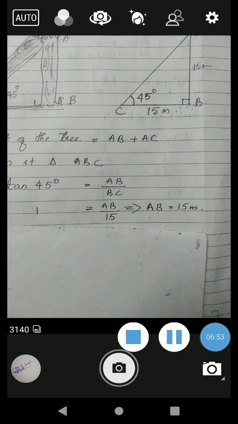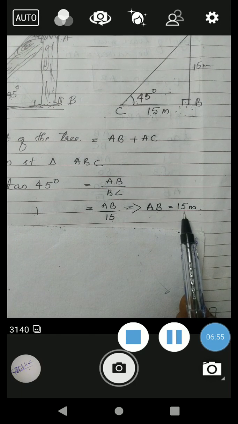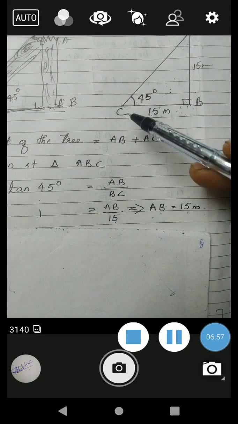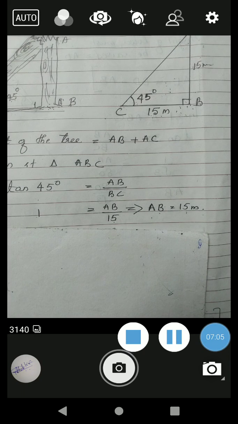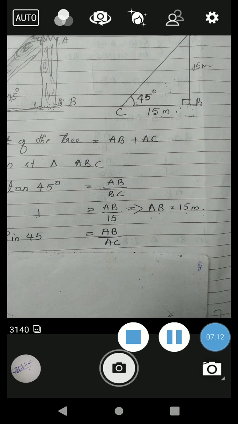Okay, anyway AB is equal to 15 itself. But we want to find AC also. So for finding AC, which trigonometrical ratio can we use? Either cos or sine, right? Here we can take sine.